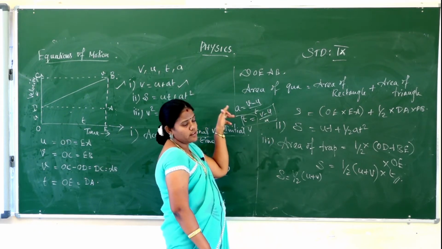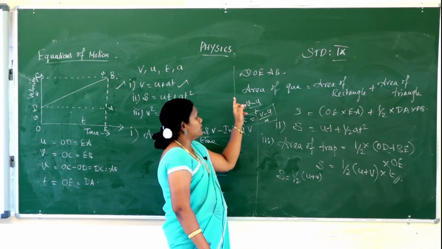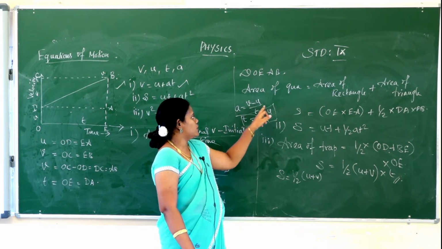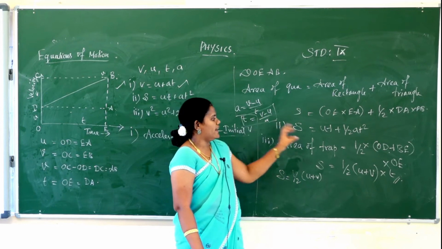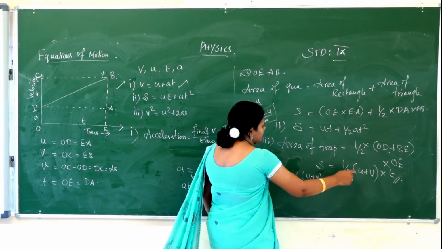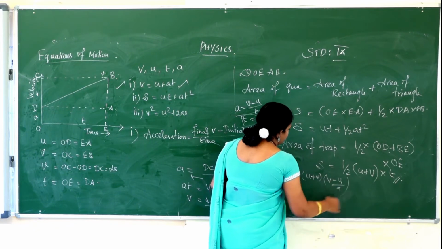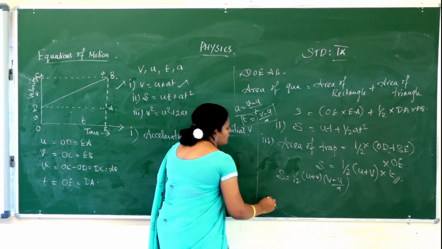How did you calculate this? A is acceleration, which is change in velocity by time. So T is equal to V minus U by A. So substitute that T value in this part: half into U plus V, into V minus U by A. Then what's the formula?